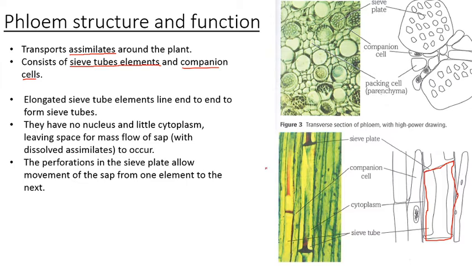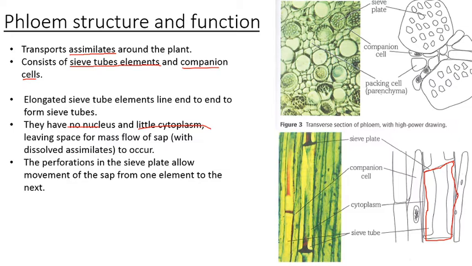Like xylem, they are sort of these rectangular continuous columns. The difference is they do not have lignin around the outside, so they're not waterproof, so they don't fully die. But they have no nucleus and very little cytoplasm, and that ensures you can move things along.